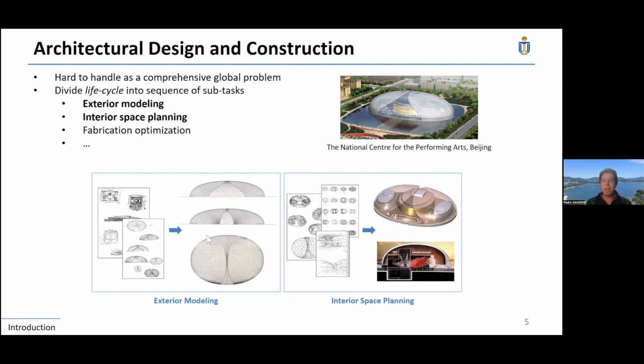So there are also many details related to the fabrication that would come afterwards. If you notice, I didn't put it in bold there. I'm not going to talk about these today. But basically, for example, designing panels and the frame structure and things like this would come afterwards. But decisions related to that may also affect the original exterior modeling and interior planning design. Okay, but in this talk, I'll focus on the first two.